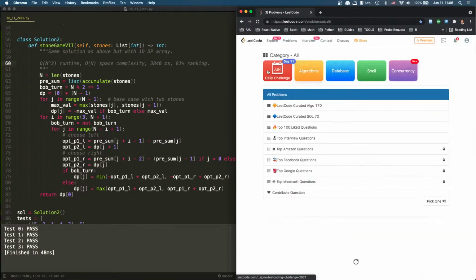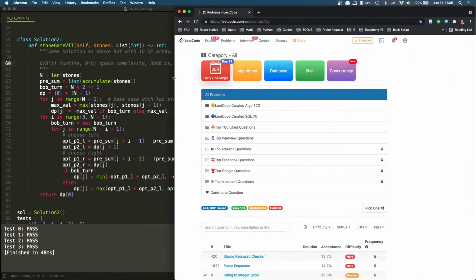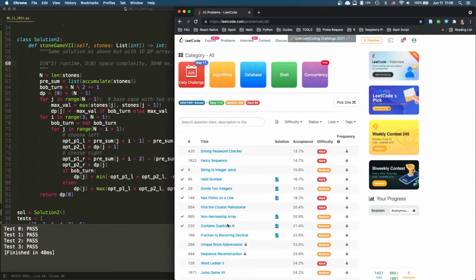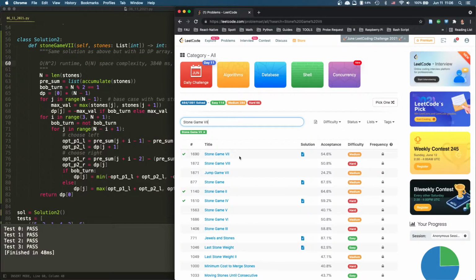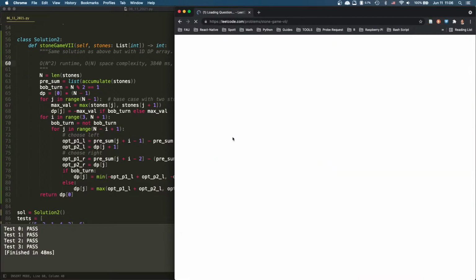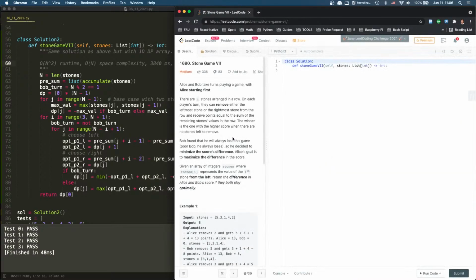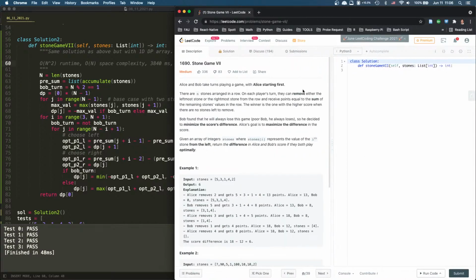Wow, I hope this one is a hard one. It took so long to deal with. Stone Game 7. It's a medium one. I thought it was a hard one. All right, fair enough. Took us an hour to figure it out. All right, that's a good question.